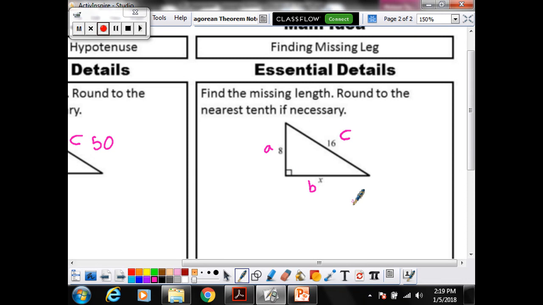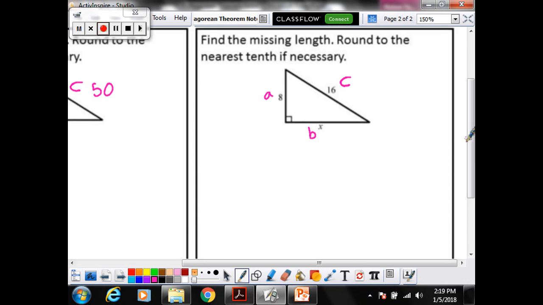Right? So now we can substitute into our Pythagorean theorem of A squared plus B squared equals C squared. 8 can go in for A, plus our b squared, we do not know b, equals c squared, which is 16 squared. 8 squared is 64, the plus b squared comes down, 16 squared is 256.